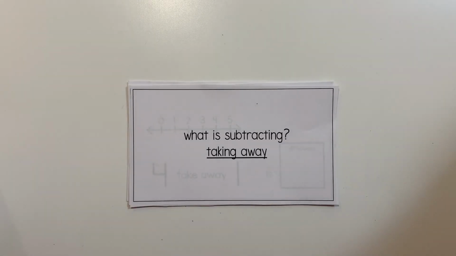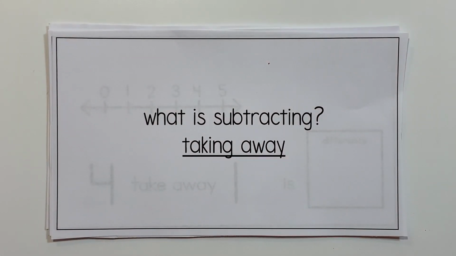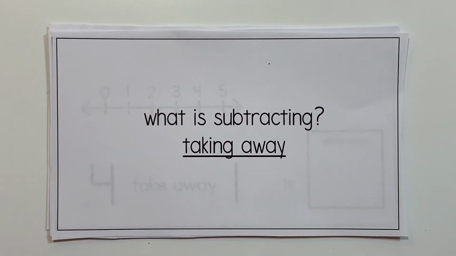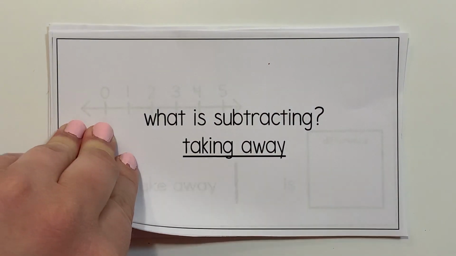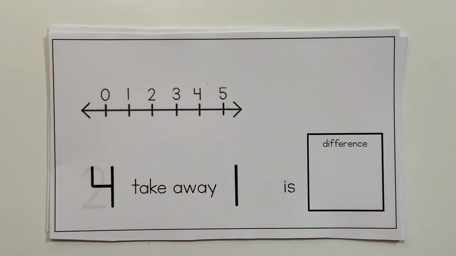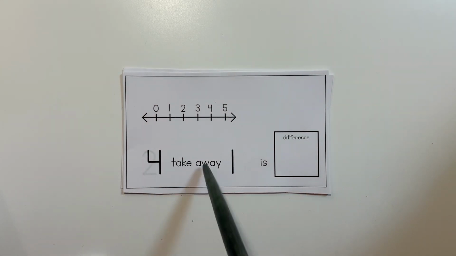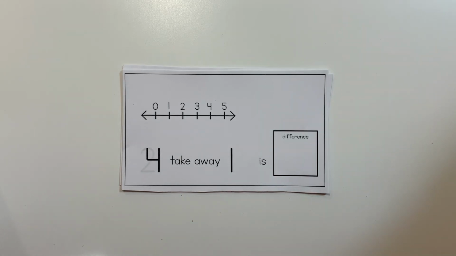Subtraction is taking away. So with addition, it was putting together. But when we talk about subtraction, we are taking away. Now, when we did addition with our number line, we hopped forwards because our number was getting bigger. With subtraction, we are hopping backwards. So let's take a look at a problem and the steps that we would use to solve this problem. So this one says, 4 take away 1 is.